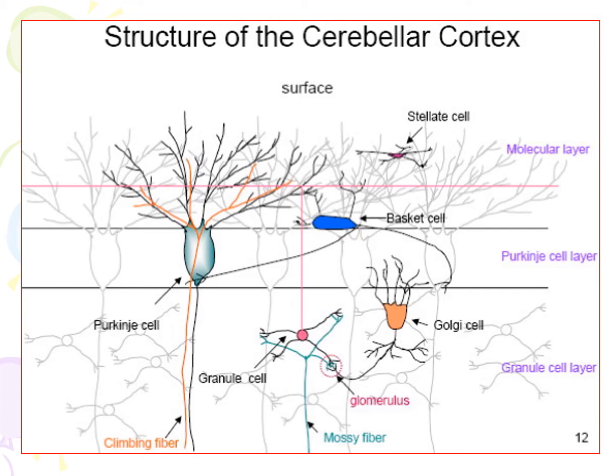This diagram shows the different structures located in the three layers of the cerebellar cortex. So this is the molecular cell layer, this is the Purkinje cell layer, this is the granular cell layer. In the molecular layer, you can find two types of neuron, stellate cells and basket cells. In the Purkinje cell layer, you can find only the cell bodies of the Purkinje cells. In the granular cell layer, you can find Golgi cells, granular cells, and glomeruli.